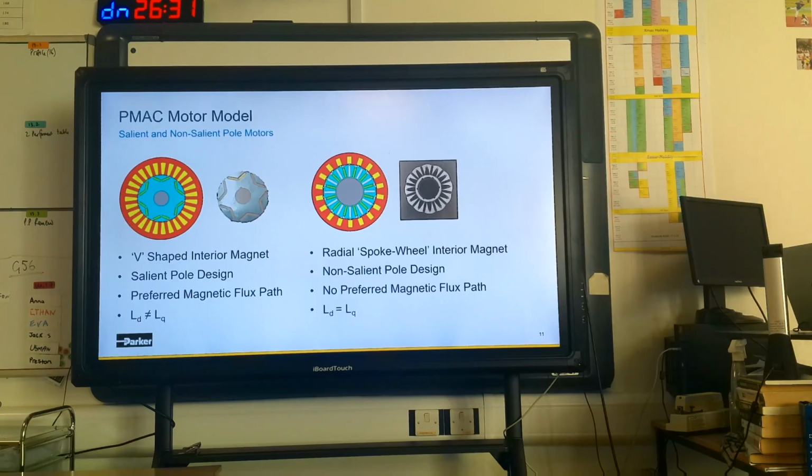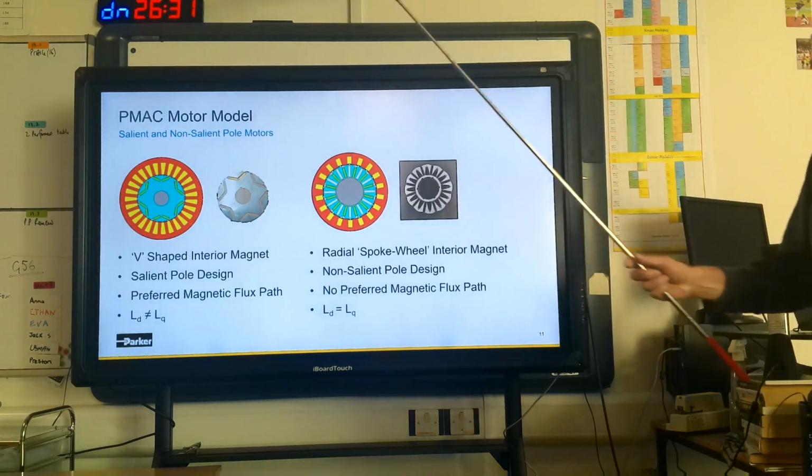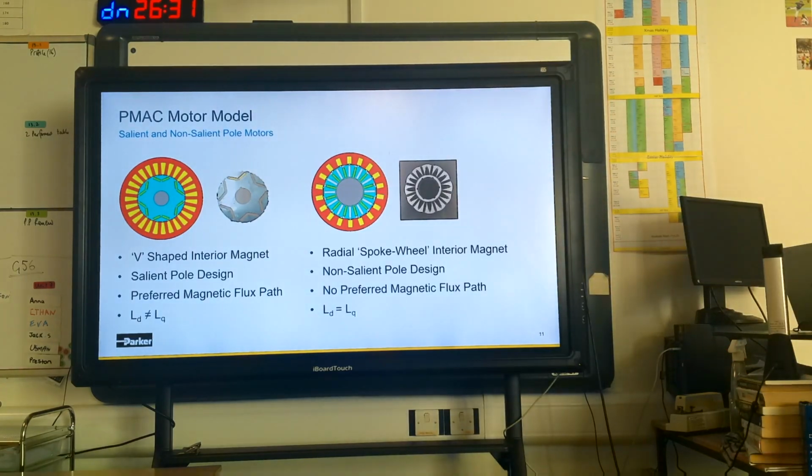There's another type of motor, and you can see over here with this sort of V shape, that has preferred paths for the magnetic flux. And as such, we call that a salient pole design for an interior permanent magnet motor. And the upshot of that is, when you look at the transient equivalent circuits on the D-axis and the Q-axis, the inductances are different, and that's significant later on.